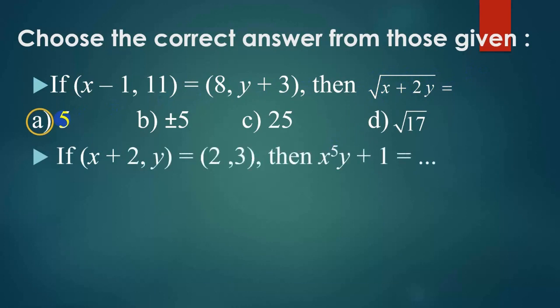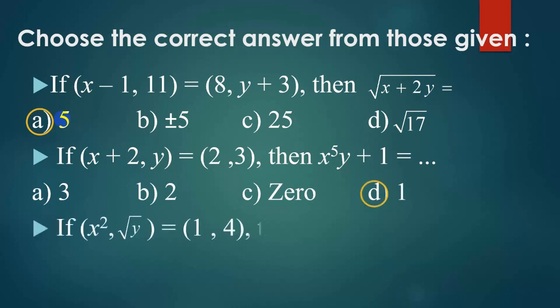If (x plus 2, y) equals (2, 3), then x to the fifth times y plus 1 equals? From the equality of the two ordered pairs, x plus 2 equals 2, so x equals 0, so x to the fifth equals 0, so x to the fifth times y equals 0, whatever the value of y. So the expression x to the fifth y plus 1 equals exactly 1.